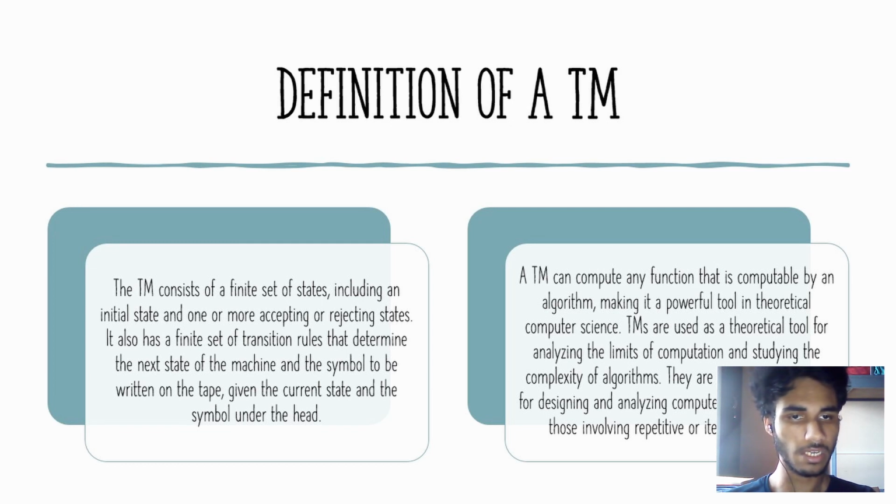A Turing machine can compute any function that is computable by an algorithm, making it a powerful tool in theoretical computer science. Turing machines are used as a theoretical tool for analyzing the limit of computation and studying the complexity of algorithms. They are also used in practice for designing and analyzing computer programs, especially those involving repetitive or iterative processes.